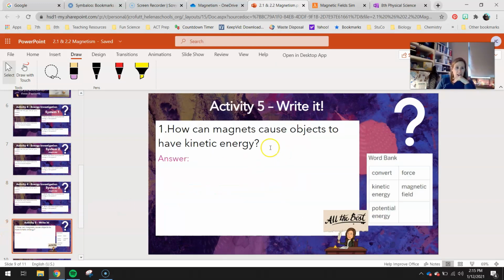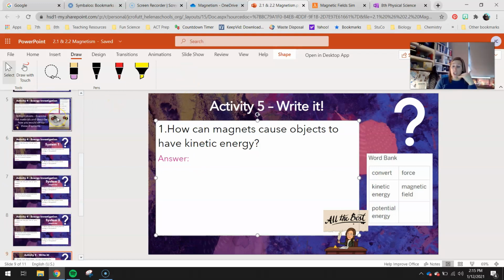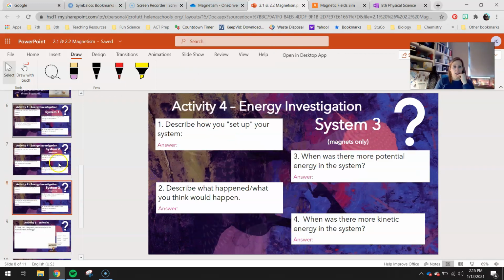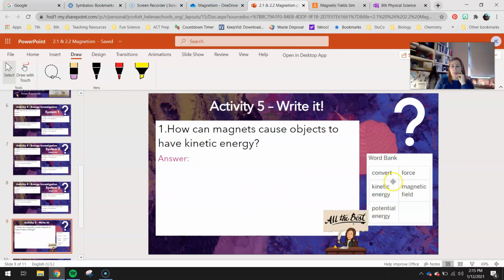Okay, let's write about that now. So how can magnets cause objects to have kinetic energy? I want you to not only answer the question, but also use some evidence that you just had from either your simulation today or your experiments, depending on what you got to observe directly. And then make sure you use some words out of this word bank: convert, kinetic energy, potential energy, force, and magnetic field. All of those should be words that you naturally include anyway.